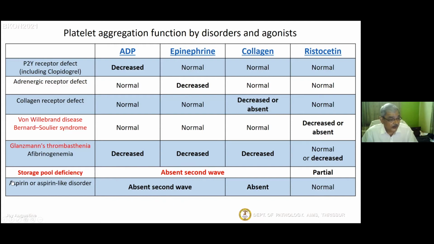Now, the other thing is when the patient is on aspirin, you can get a similar type of absent second wave for ADP and epinephrine. This is a good thing to remember. And the aggregation to collagen is almost completely absent.